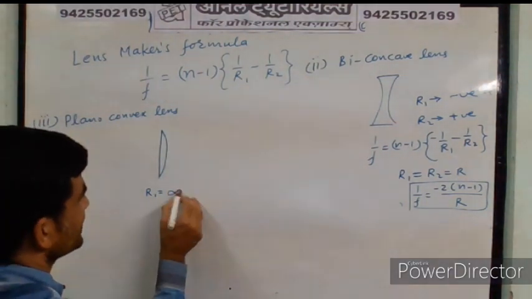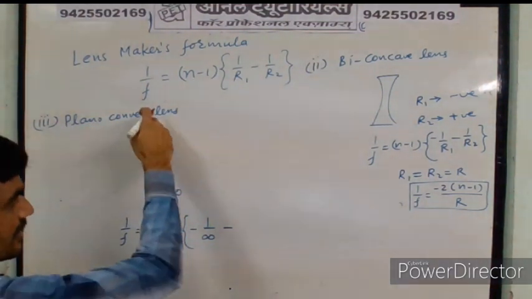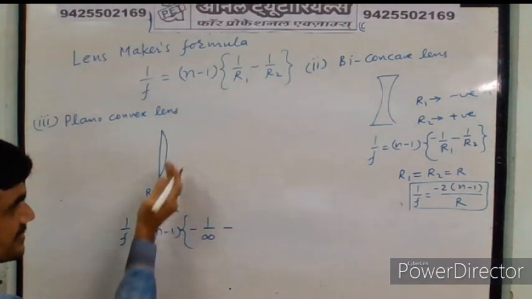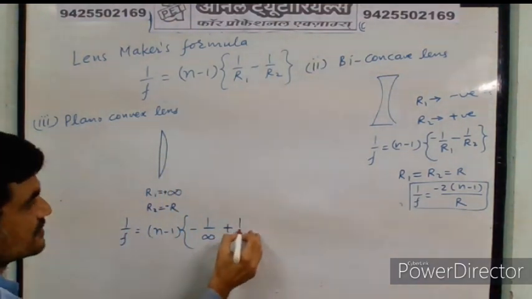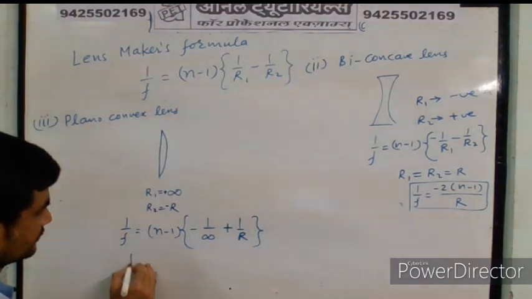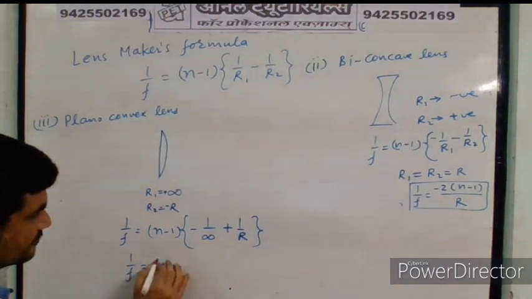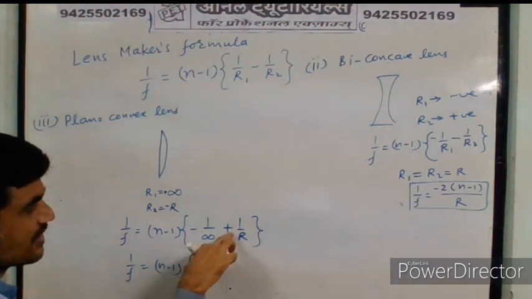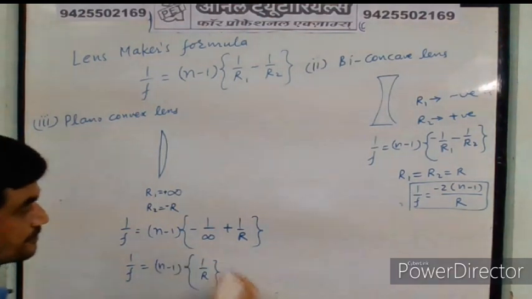So R1 is infinity here, positive. Here R2 is minus R. This is the left side. So we'll get like this. So this term becomes 0, and we'll get 1 by R.